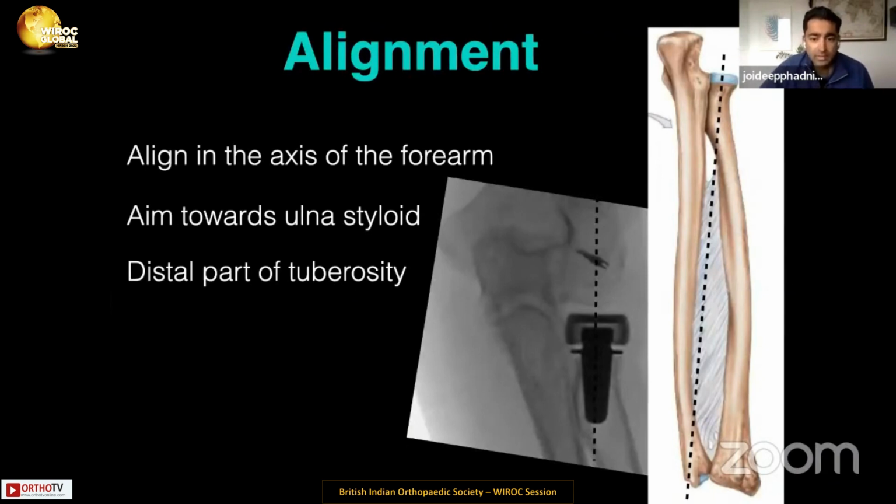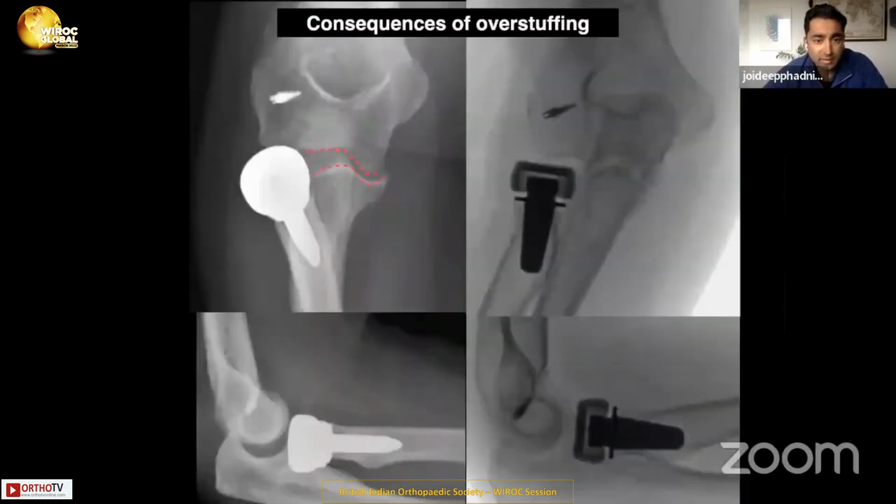Remember alignment: the radial neck and head alignment is not collinear to the shaft axis. It actually should be aligned with the axis of forearm rotation, which lines up with the distal aspect of the radial tuberosity and the ulnar styloid. This is what happens with overstuffing. You get jacking out of the lateral joint line and persistent subluxation.